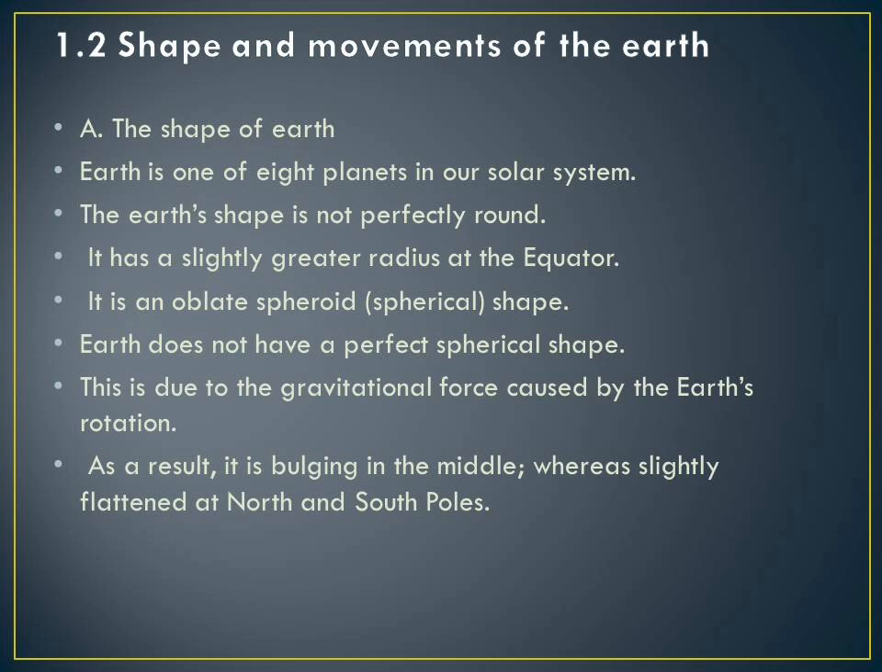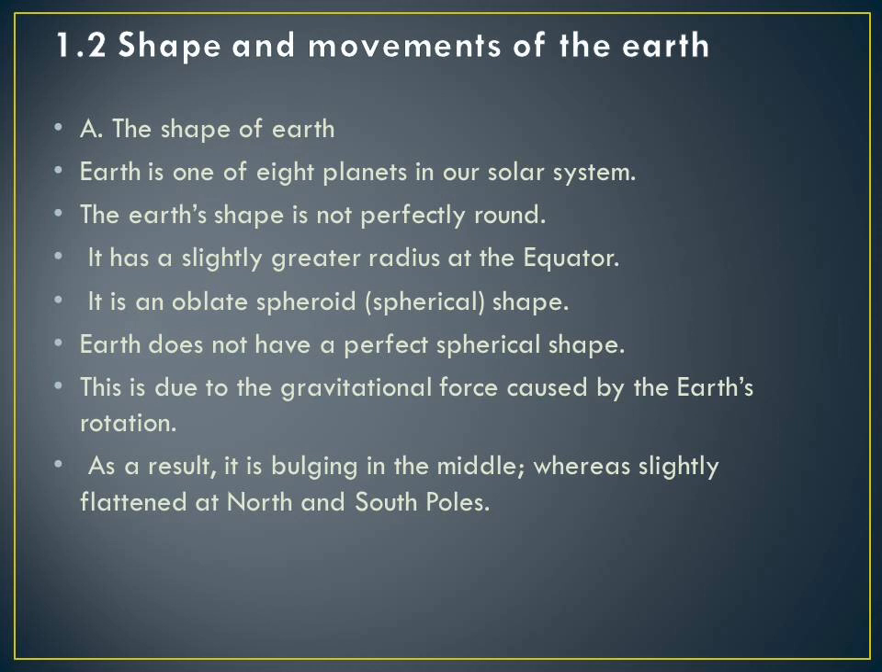The Earth's shape is not perfectly round. It has a slightly greater radius at the equator, which means around the equator it is wide. The other point is that Earth is an oblate spheroid. Earth does not have a perfect spherical shape; it is an oblate spheroid.